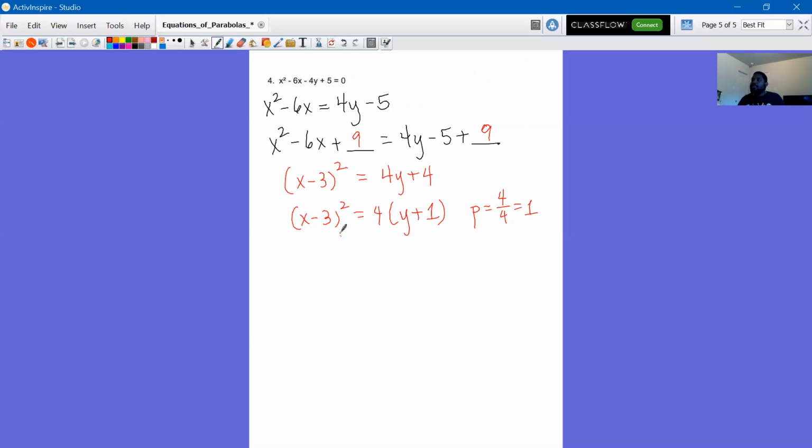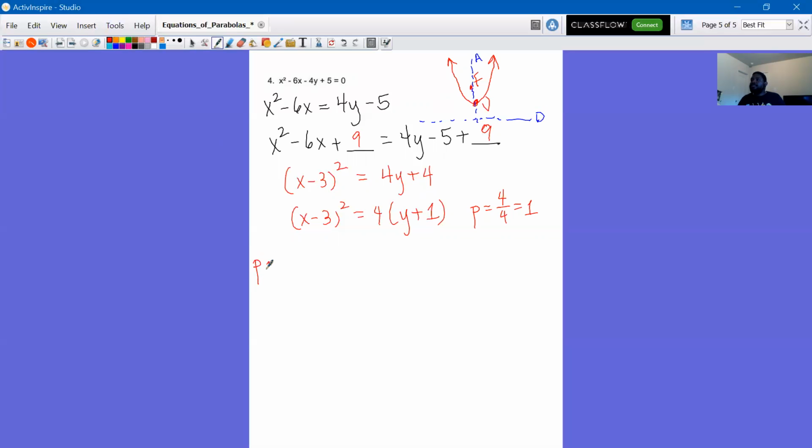So this is a parabola that opens upward because our x term is squared and our p is positive. So it's going to do this. So here's our vertex. Our focus is in here. Axis of symmetry, remember, always goes through the focus and the vertex. And then our directrix is on the outside of our parabola.